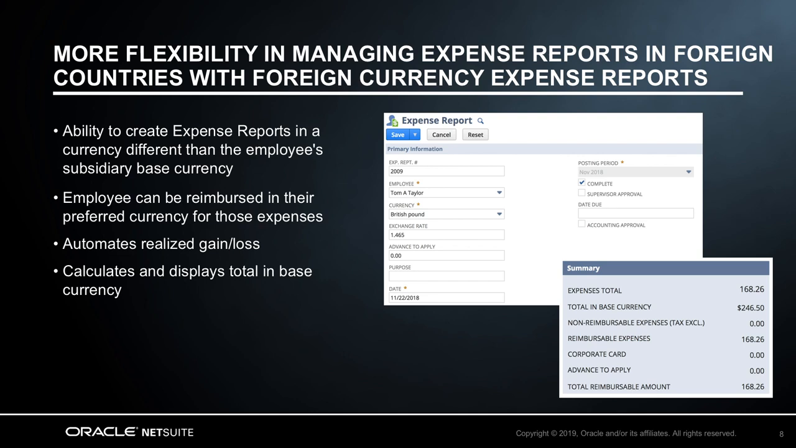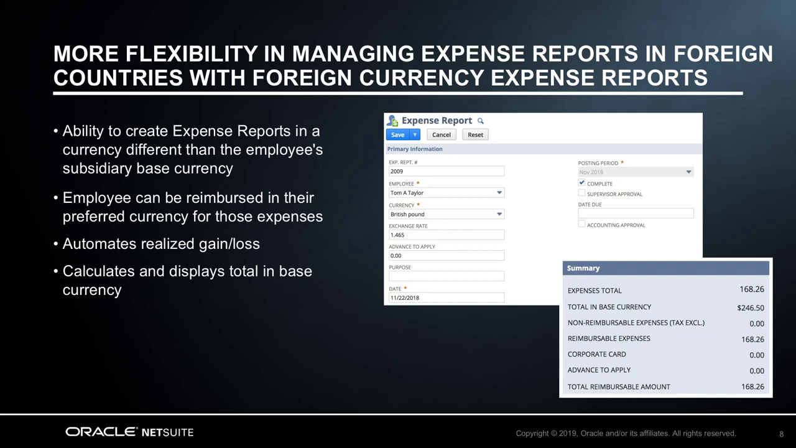The exchange rate applied to the expense report can be fixed to the standard exchange rate table and hidden or visible and editable by the user according to customer requirements. All expense entries are converted to the preferred currency, and in the summary, the employee can view the expense report totals in both base and preferred currency.